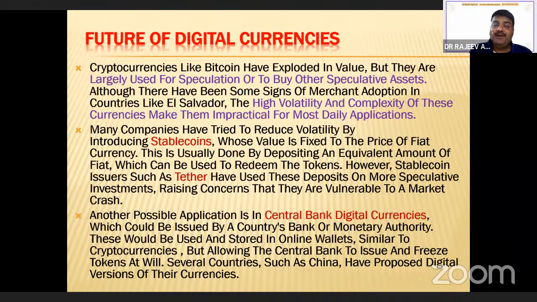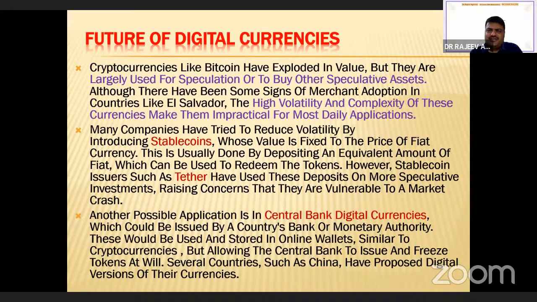They are highly volatile, and the complexity of these currencies makes them impractical for most daily applications. So today, if you have Bitcoin, you do some trading, and tomorrow that Bitcoin at $26,000 becomes $80,000, you will always repent: I have now paid $80,000 for that same product. That is the reason why people are trying to conserve it and keep it in their wallet and not spend it.